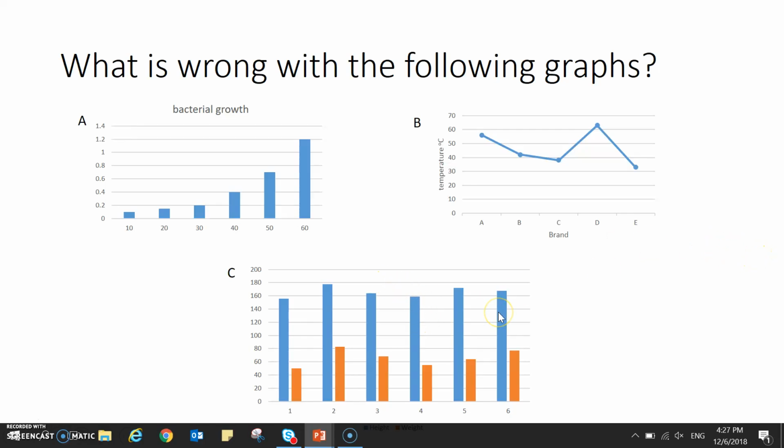In the third example, you are looking at the relationship between height and weight in a group of students. The first thing that you would have identified, of course, is the missing figure number as well as caption. And you do not have any labels for your X and Y axis. And lastly, a bar graph is not appropriate to indicate relationship between 2 different variables.